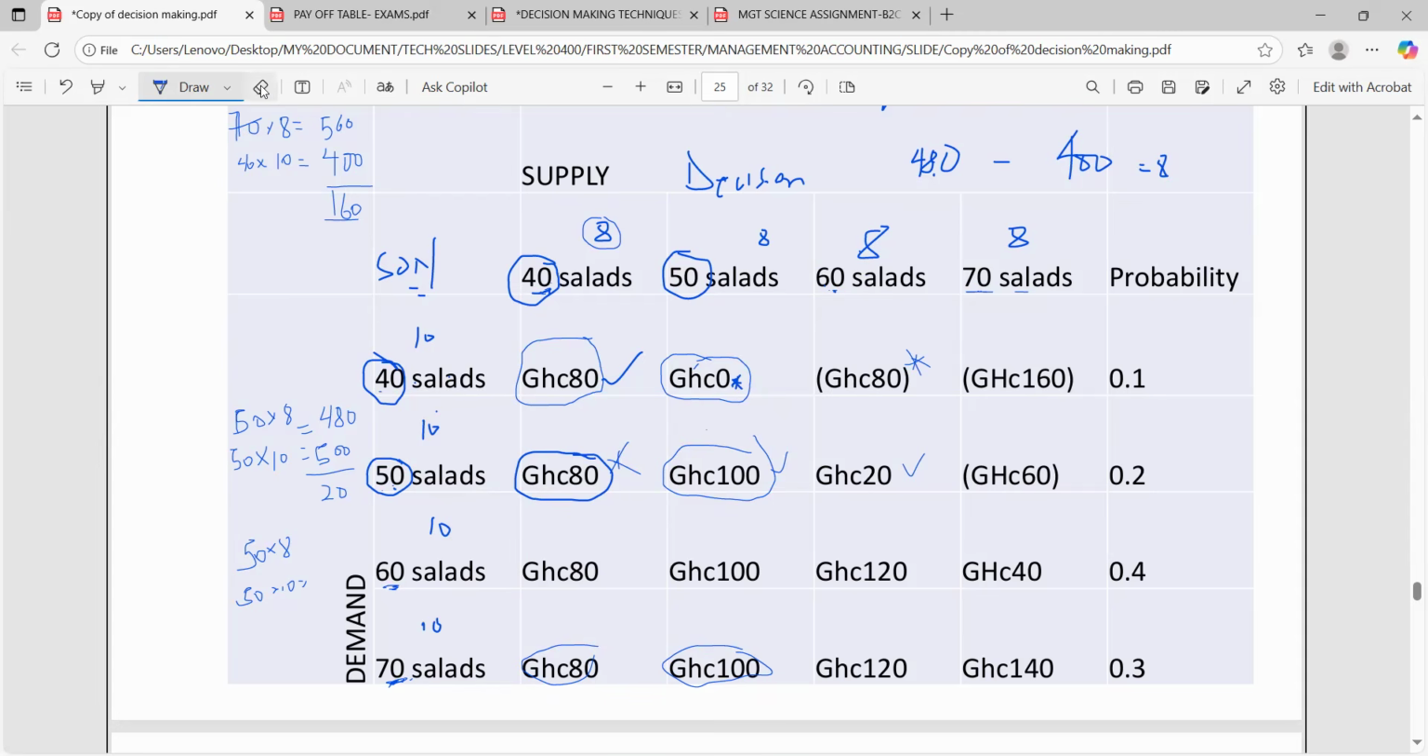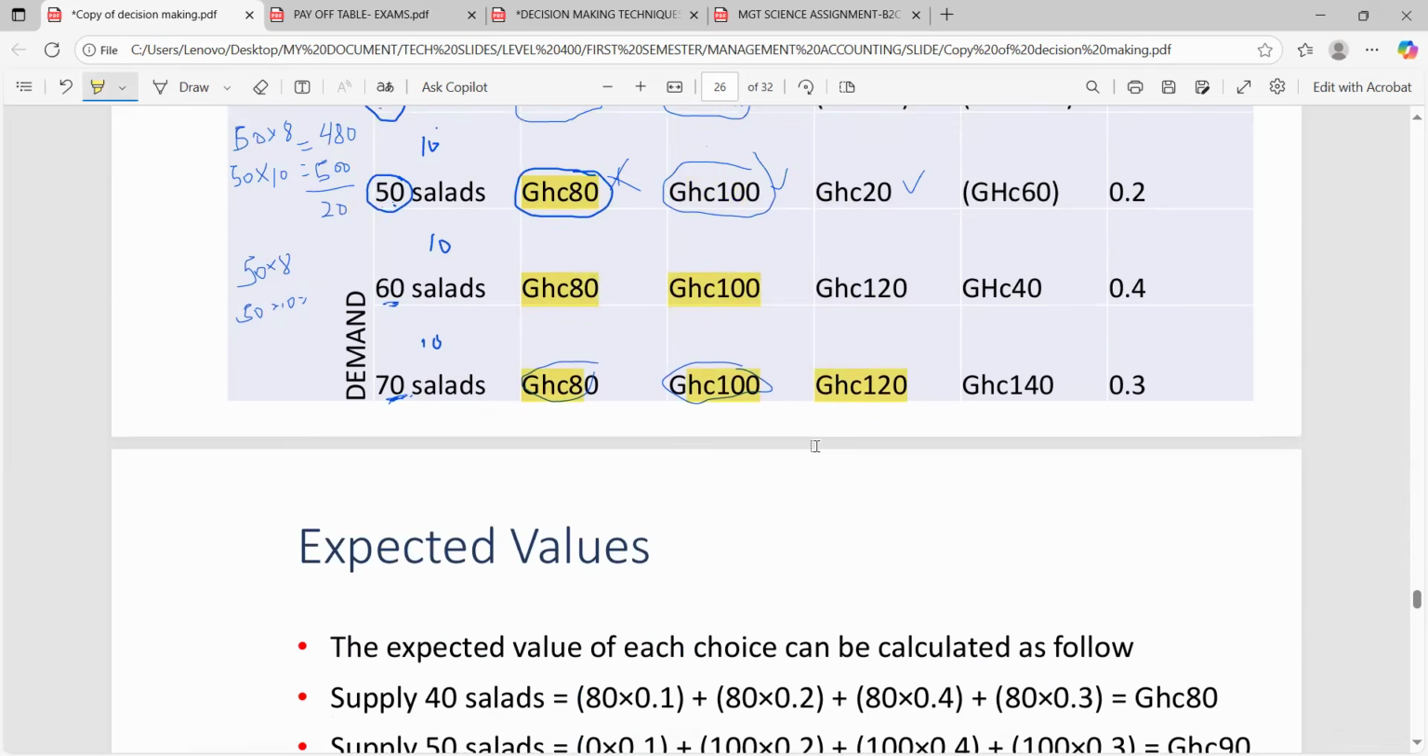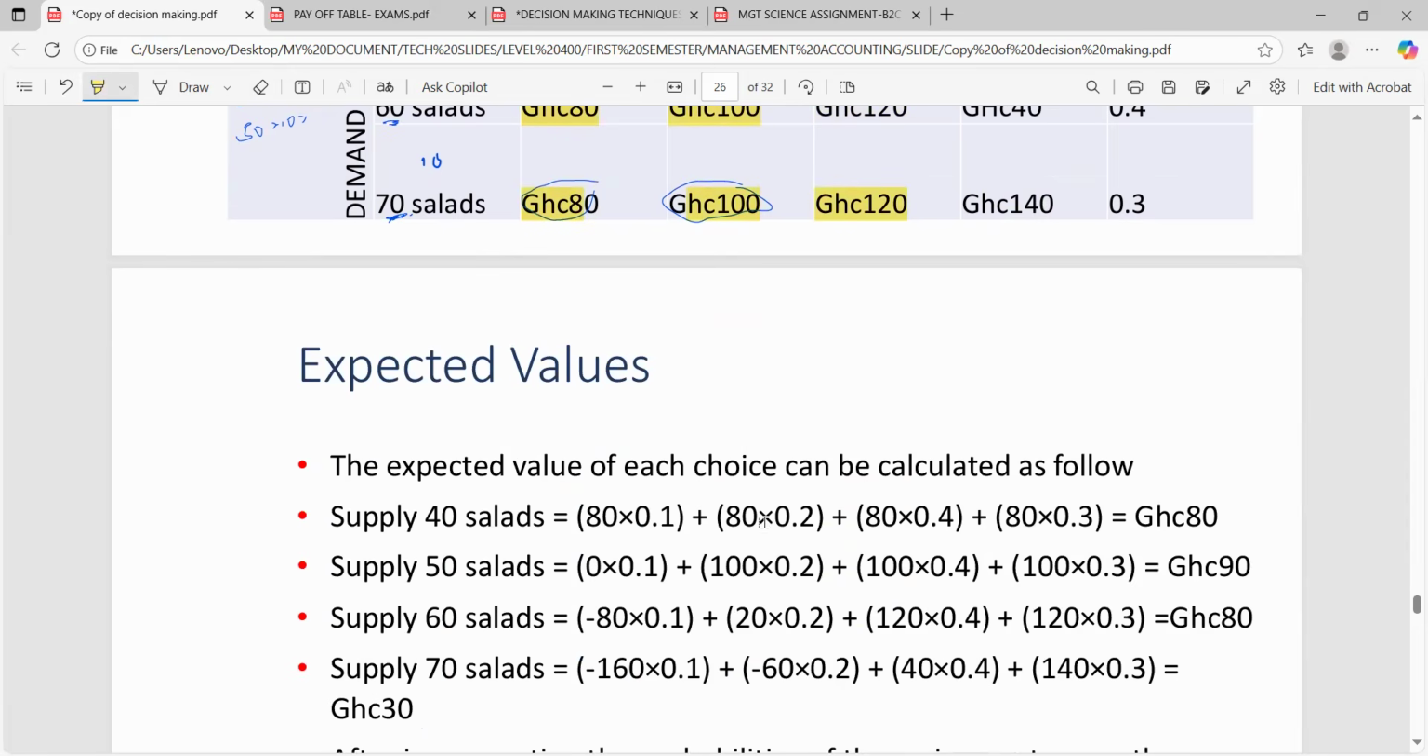So it is this column, this column, this column, that tends to confuse. And then under the next column, this column, this column, this column, that will help you get more confused with respect to this particular one. Then the expected values, like we know, is just the payoffs you have determined multiplied by their respective probabilities. So 0.8 times this, for 40 salad, 80 times 0.2, 80 times 0.4, 80 times 0.3, and we'll give you the expected value for 40 salads. So you can see it.